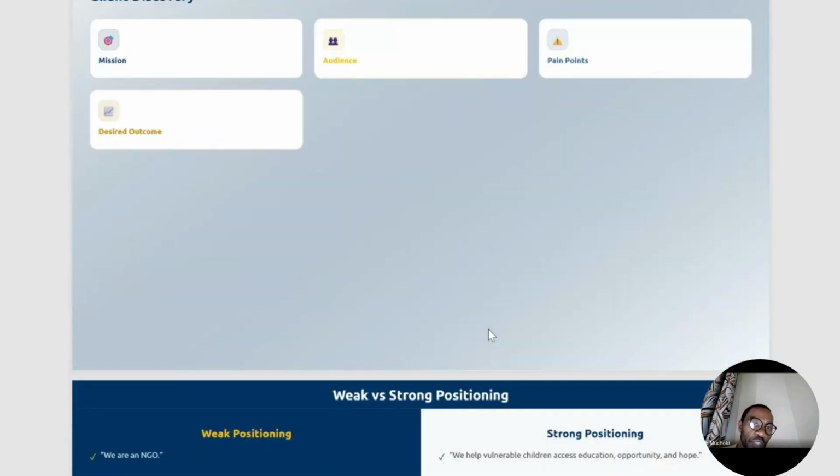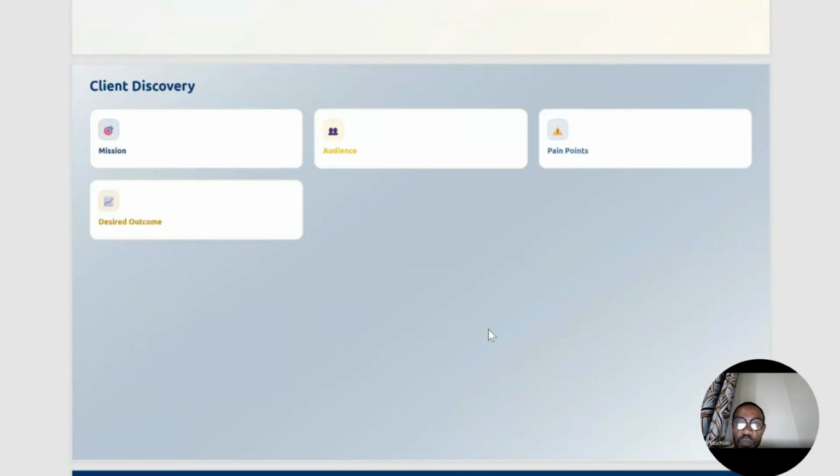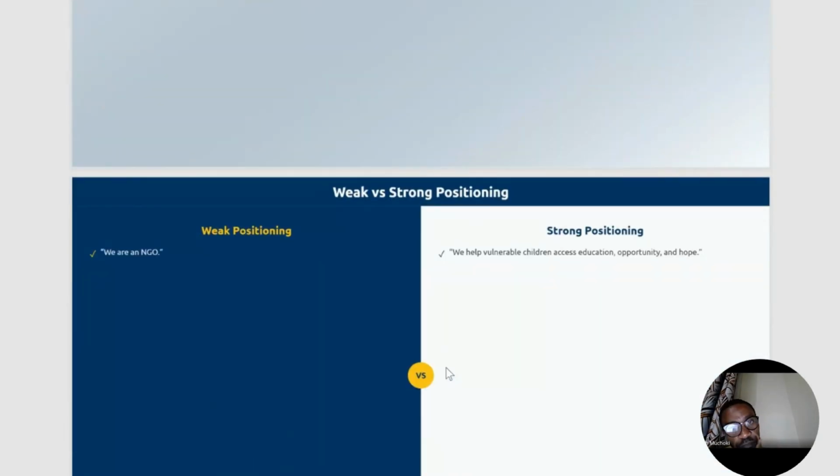During the discovery phase, what are some of the things you should be very curious about? You have to know what the company is all about. What's their mission? What's their audience? Who are they targeting? What problems are they facing? What are the pain points? And then what's the desired outcome? These are very important when you're doing client discovery. When you're talking to them, they are waiting for you to ask these questions, and that's how they lean in. If you don't ask them, then they probably think you don't know what you're doing.